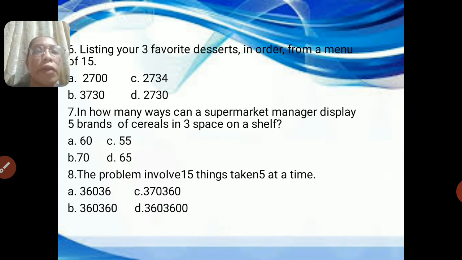Number 8. The problem involves 15 things taken 5 at a time. A, 36,036. B, 360,300. C, 370,360. D, 3,603,600.